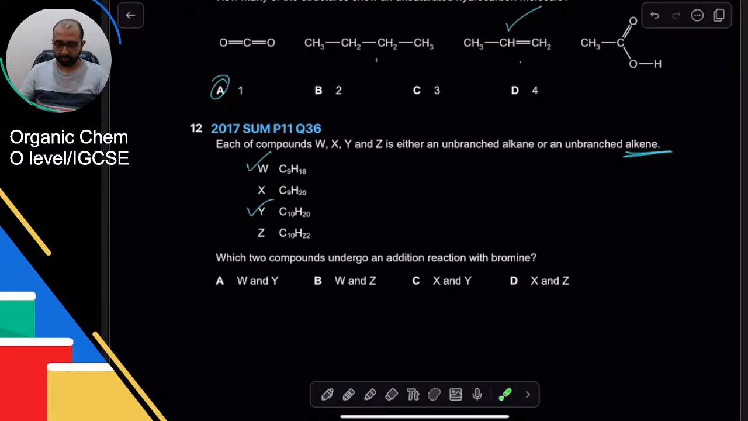What about the other two? This one is double hydrogen plus 2. So this is an alkane, it is saturated, and this one's also saturated. So the answer is W and Y. A.